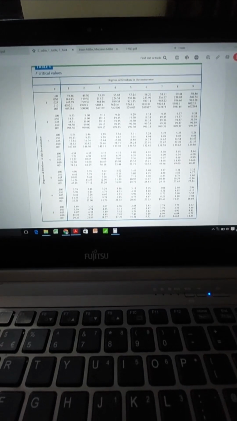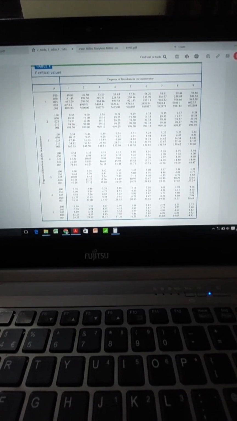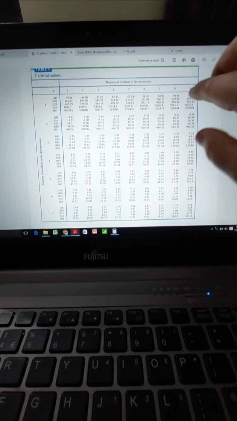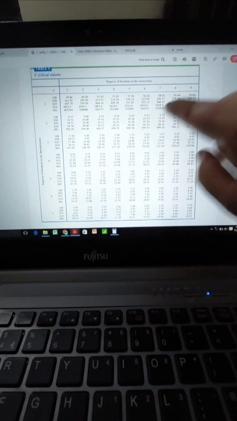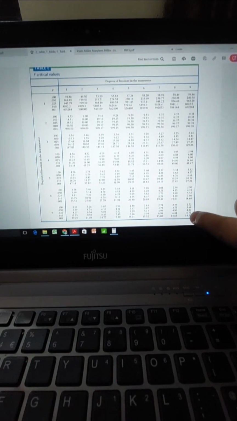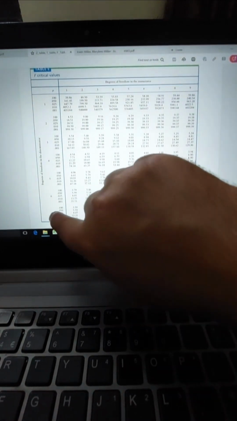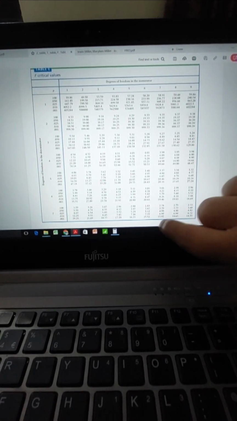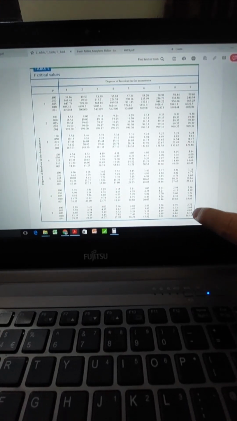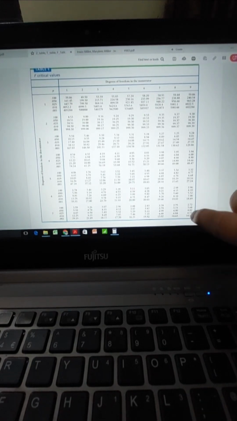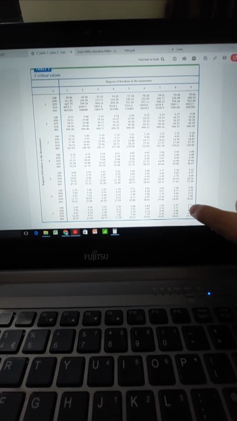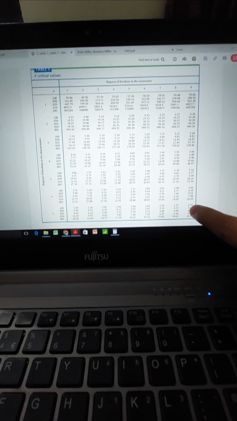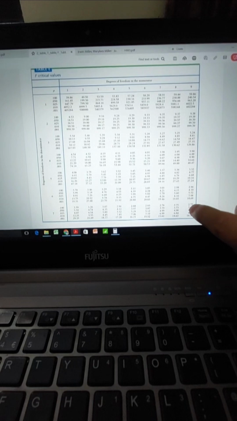So let's first find f of 0.01, 9 and 7. This is 9, and this is 7. So you need to look in the 9th column and in front of the 7 row. The values over here are these, but the probability that we are using, alpha by 2, is equal to 0.01.